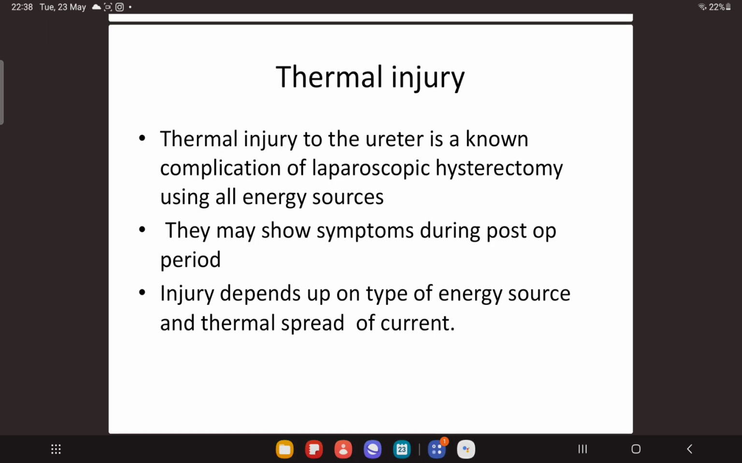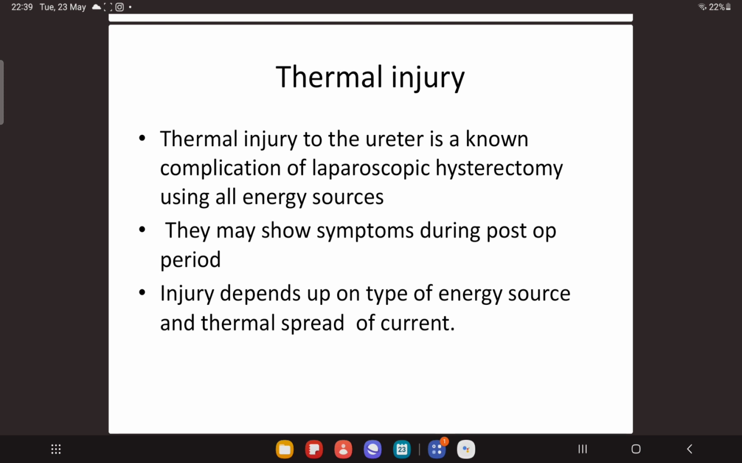Last but not the least, there are thermal injuries. These kinds of injuries are very commonly seen nowadays because in the last 5 to 10 years there is a rapid increase in laparoscopic surgeries. In laparoscopic surgeries, different types of energy sources are used for cutting and for coagulating. If you are using electrical energy sources, there will be some lateral spread of the current, and if that lateral spread of current goes towards the ureter, it can involve the ureter and could cause a thermal injury to the ureter.